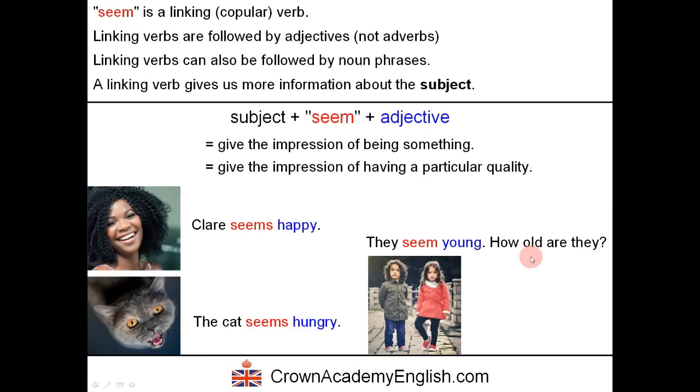They seem young. How old are they? Okay, so subject, seem, adjective. Notice here we have an S, and here we have an S, but here there is no S. This is because this is the third person singular, and this is the third person plural. They seem young. How old are they? So this is the most common use of seem as a linking verb. Subject, seem, adjective.